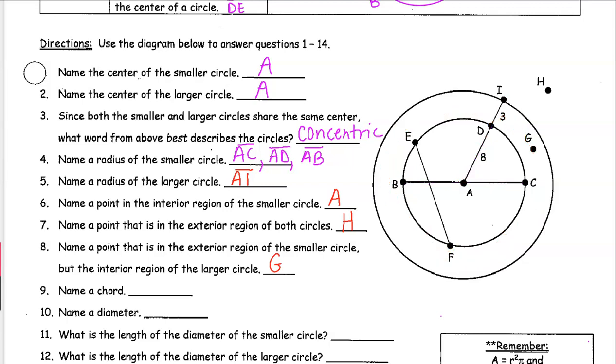Okay, and I'm going to erase this stuff because I got a lot going on right now. All right, name a chord, right? To name a chord, endpoints have to be on the circle. So our only chord in this diagram would be EF. Not our only chord. BC would also be a chord, so we can include BC. You can do either one. But more specifically, BC would be considered the diameter because it passes through the center of the circle.